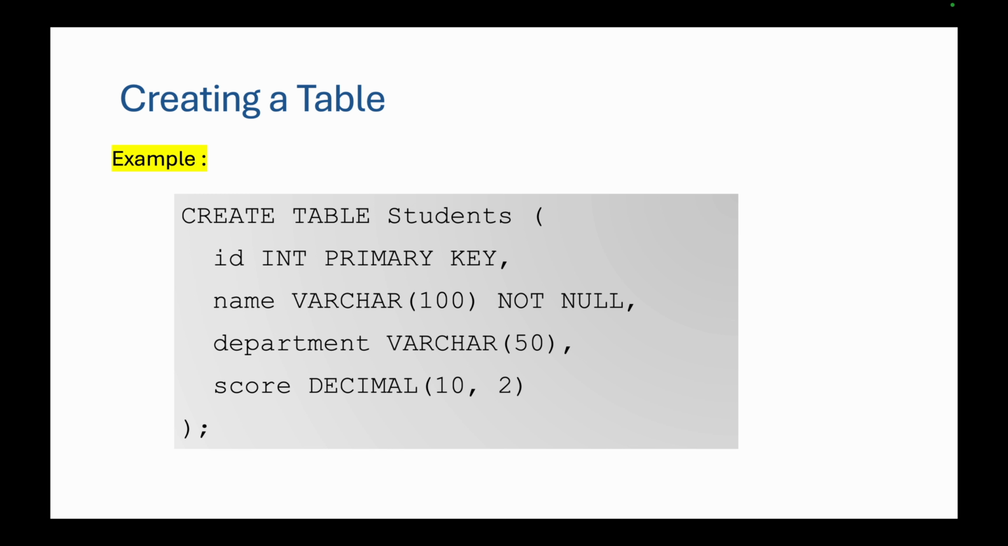For now, let's understand that ID is an integer that uniquely identifies each student, and we write primary key to ensure ID is unique. Name is a string field with up to 100 characters. Here not null is mentioned, meaning it is required. And department is also another string field up to 50 characters, and score is a decimal number with 2 digits after the decimal. Now let's run this code in MySQL Workbench.